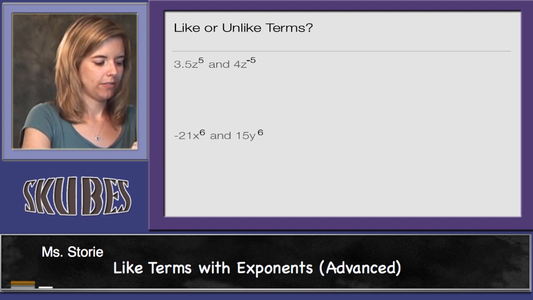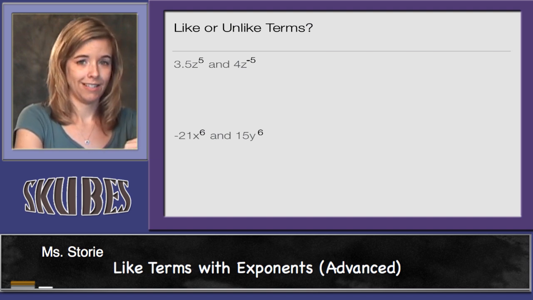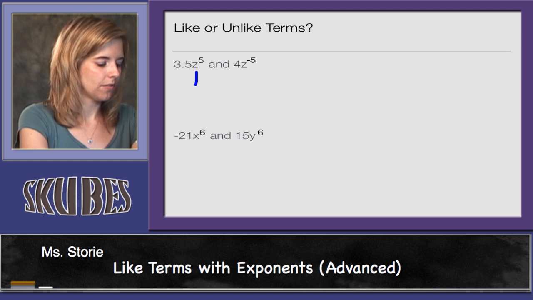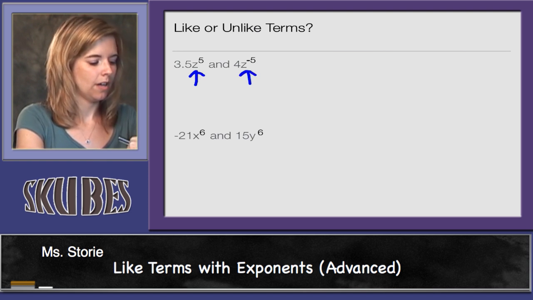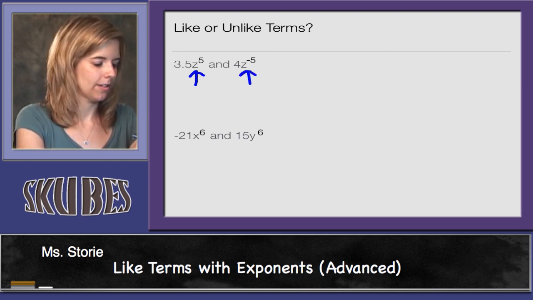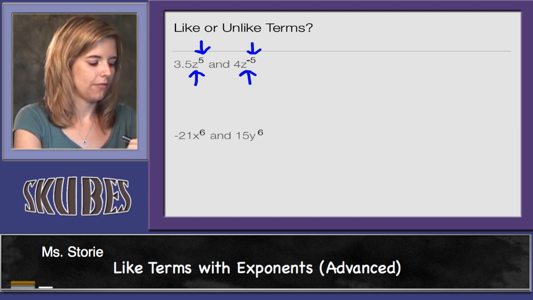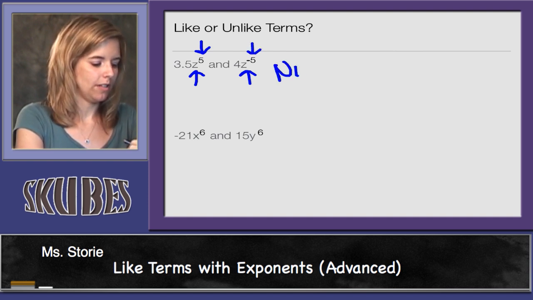Are 3.5z to the fifth and 4z to the negative fifth like terms? First of all, check out your variables. Are the variables the same? Yes. Are the exponents the same? No. You've got a 5 and a negative 5. So these are not like terms.